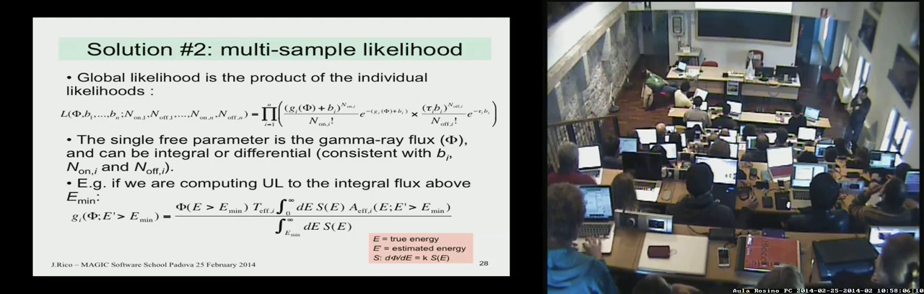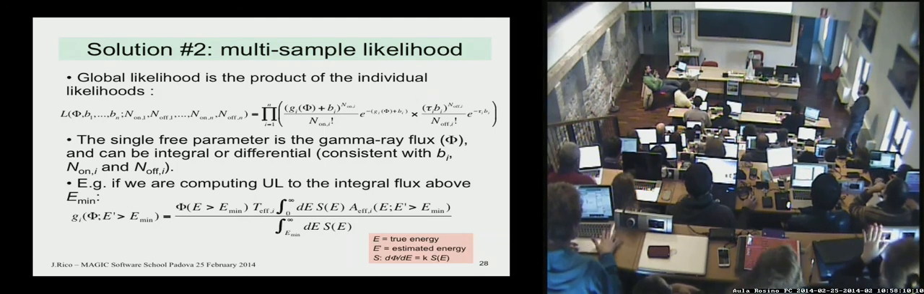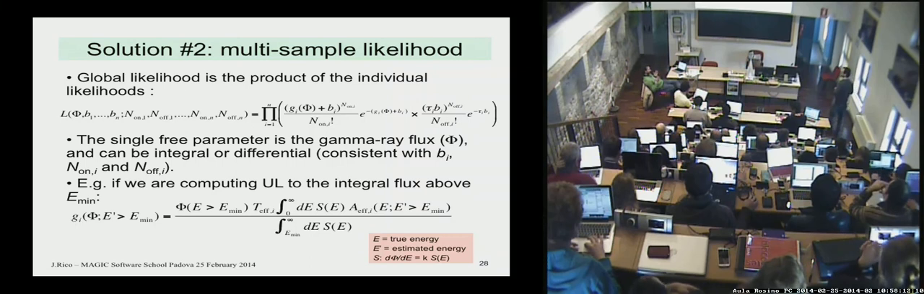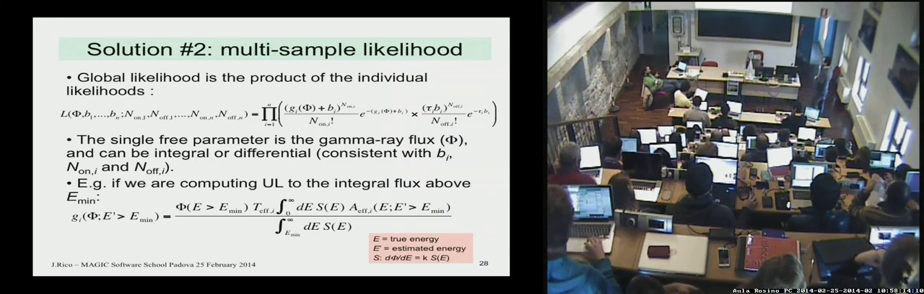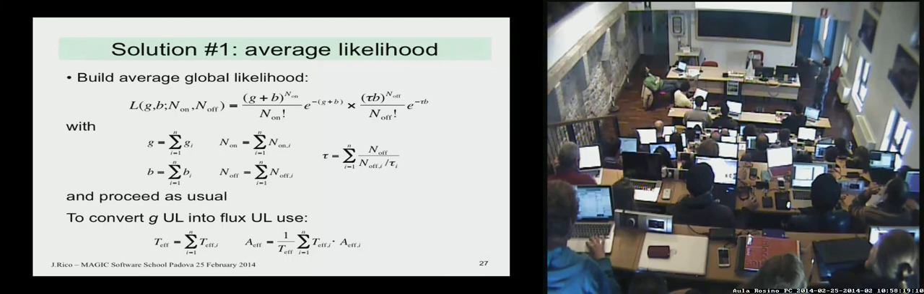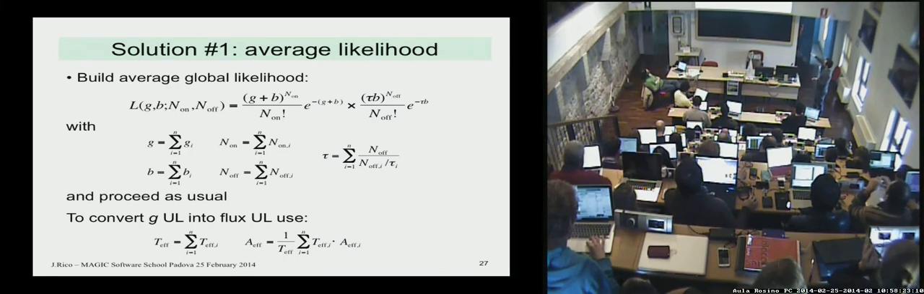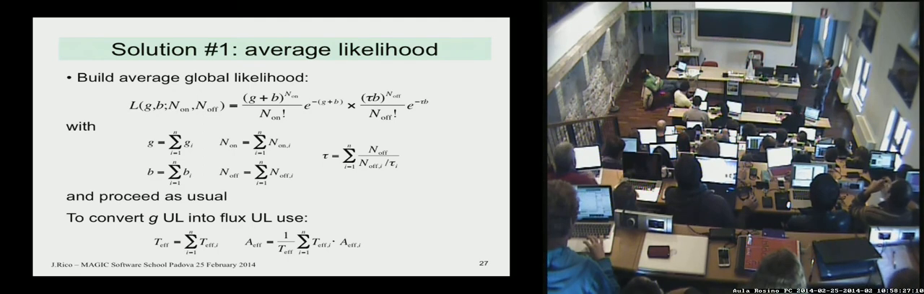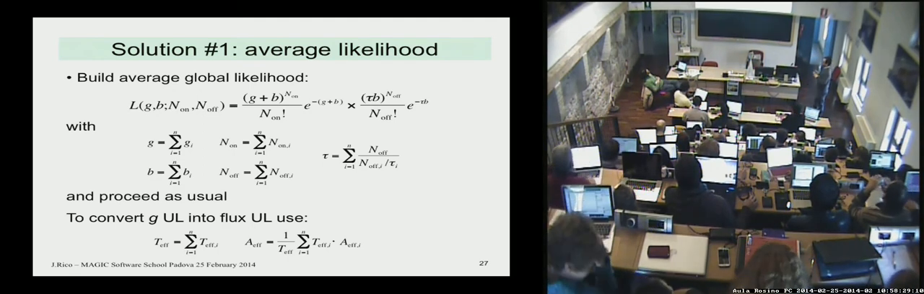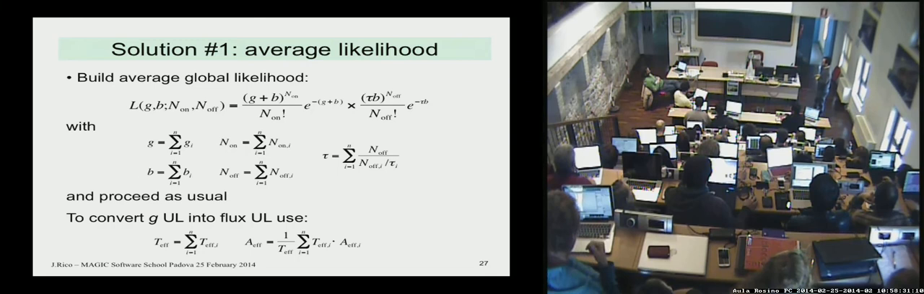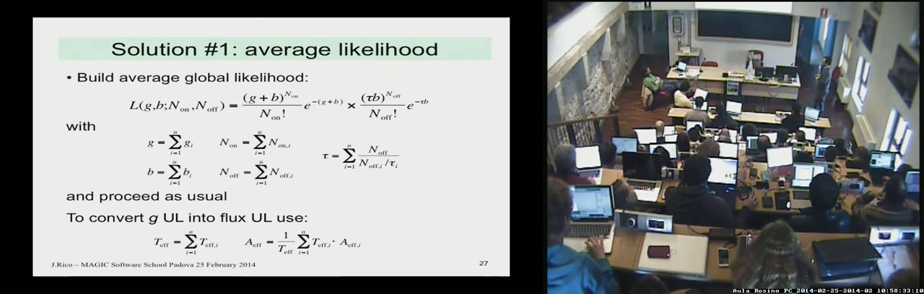Well, the second solution is. But, sorry, can I ask you? This can be done only in the full energy range? No. Why? Because these things you can compute in any energy range that you want, this N on and N off, and then you will get the corresponding number of gamma rays and backgrounds in that estimated energy range. But you have different samples with different characteristics, different energy resolution, the effective area.